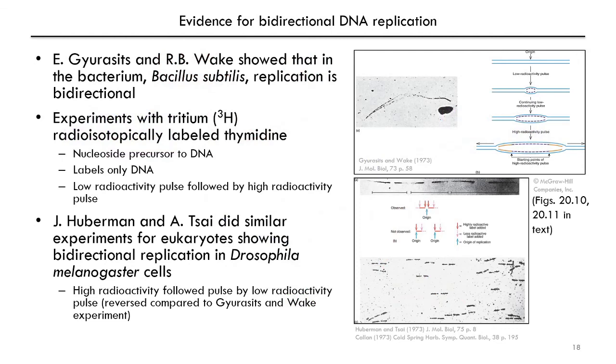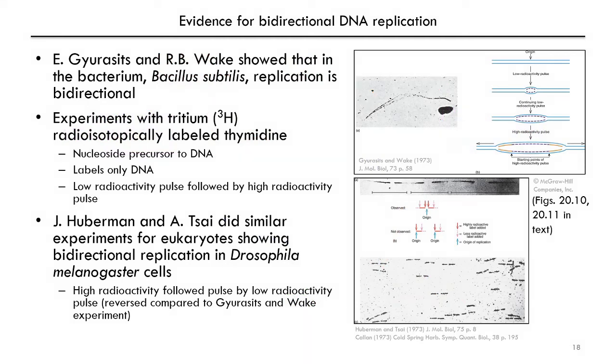They produced images of replicating DNA based on exposure to radioactivity, like the one shown here. The faint lines show DNA that was synthesized with labeled thymidine during the low radioactivity pulse, and the darker lines show DNA synthesized during the high radioactivity pulse. We see dark lines at both ends of a replication bubble, indicating that the DNA replication is bidirectional.